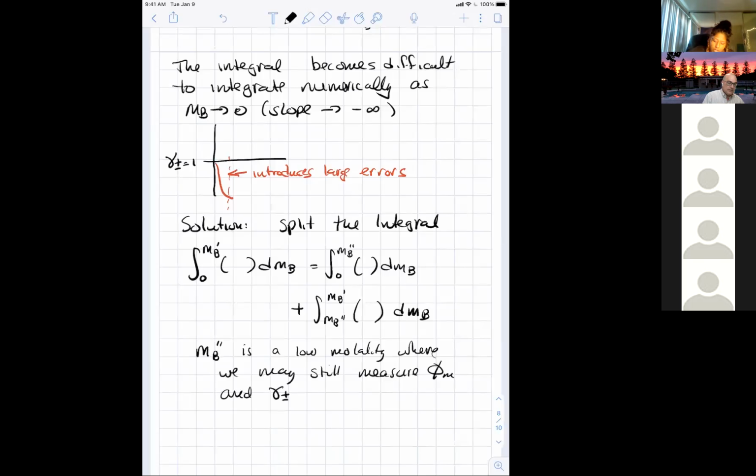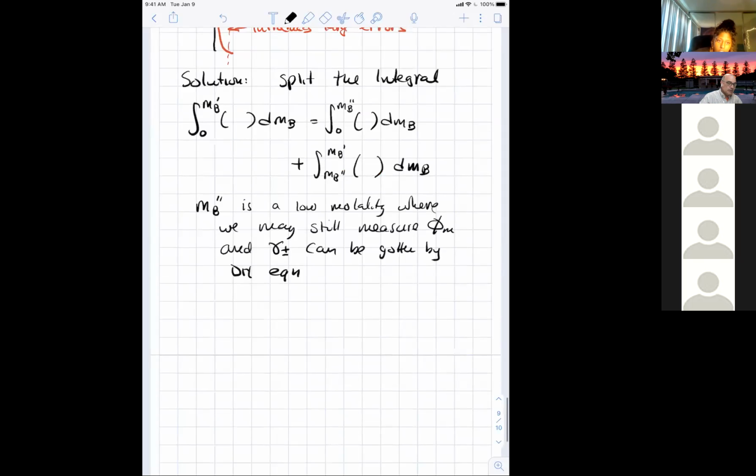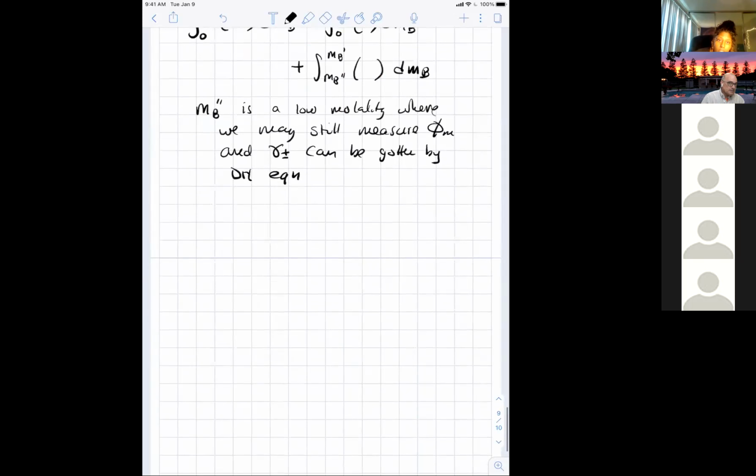And the mean ionic activity coefficient can be gotten by the Debye-Hückel equation. So we're doing two things. One thing is we're moving our integration region closer to this problem area, and the fixed point over here where we stop the integration, we're going to use the Debye-Hückel law to get that value there. So we're really minimizing this error-prone region.